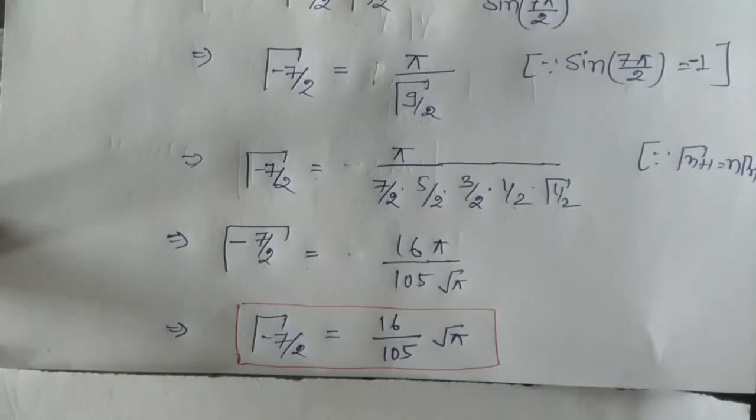pi. So these are some values of gamma functions, and these results indicate that gamma exists for negative non-integers. As we know, gamma does not exist for negative integers, but gamma exists for negative non-integer values. Now we take the next example.